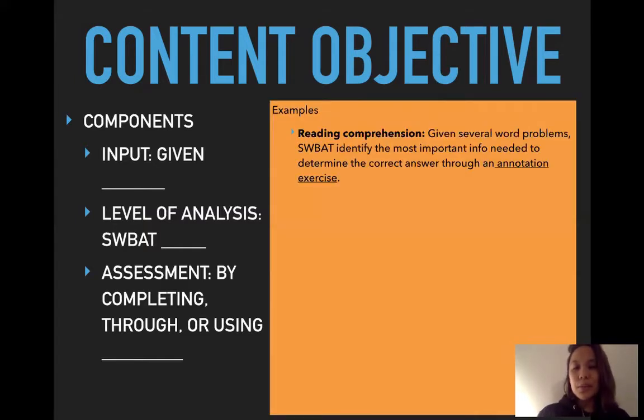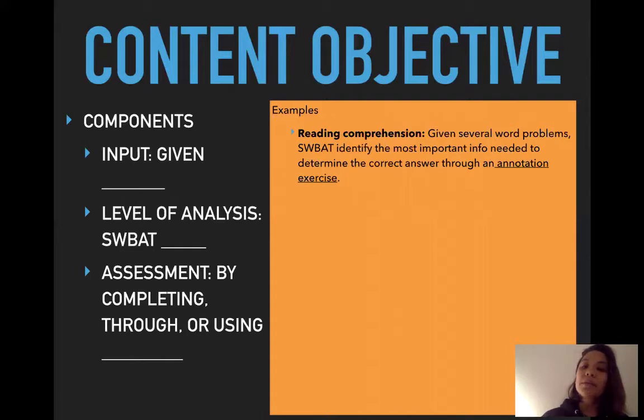So here's one example. So say you want your students to focus on reading comprehension. This is one objective. Given several word problems, students will be able to identify the most important info needed to determine the correct answer through an annotation exercise, right? So notice the input here are word problems. This is in a math class. Notice the level of analysis is identifying important info. And then the assessment is that they're going to do an annotation exercise, right?